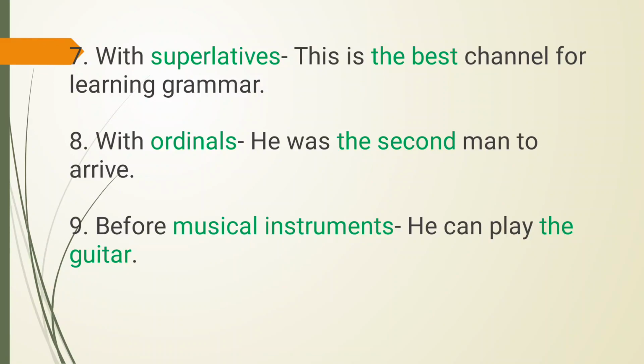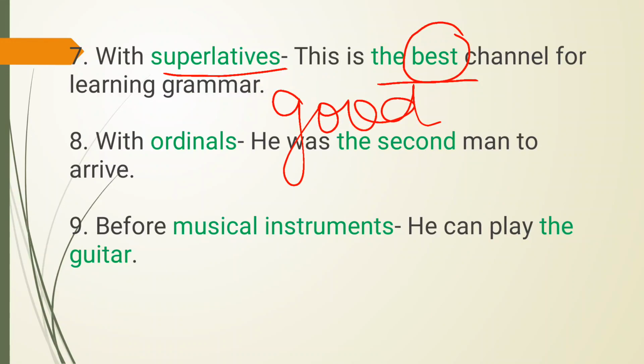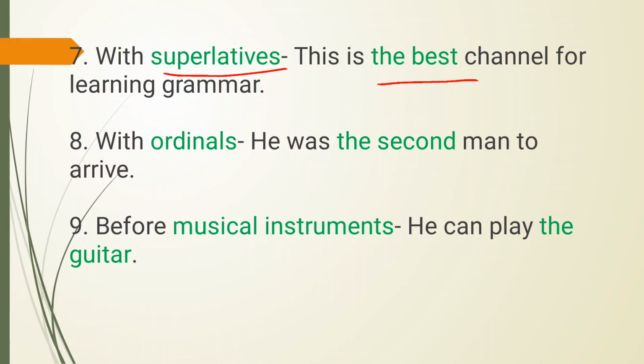Then we use the definite article the with superlatives. Now, what are superlatives? You might have heard about the three degrees of comparison. So, we use the definite article the with the superlative degree. This is the best channel for learning grammar. So, best is the superlative degree of good. We say good, better, best. So, best is the superlative degree, and that is why we are using the definite article the here.